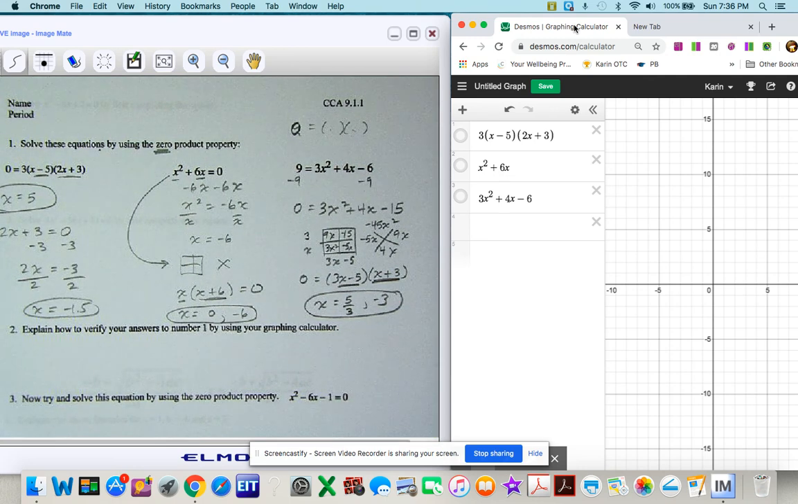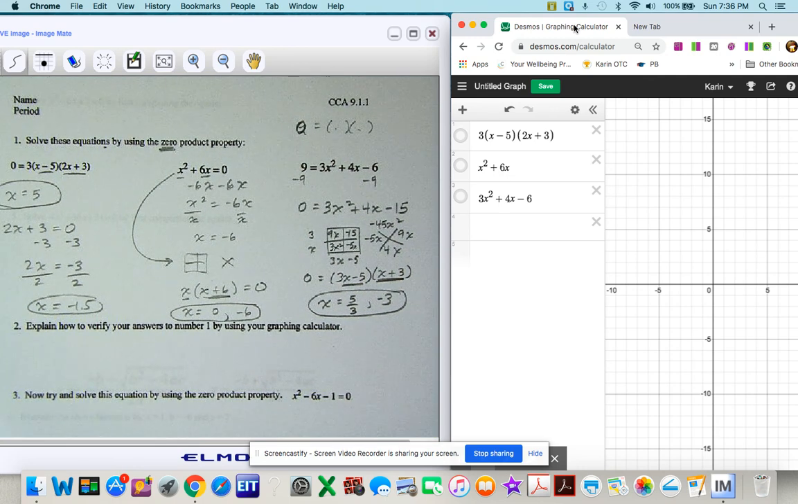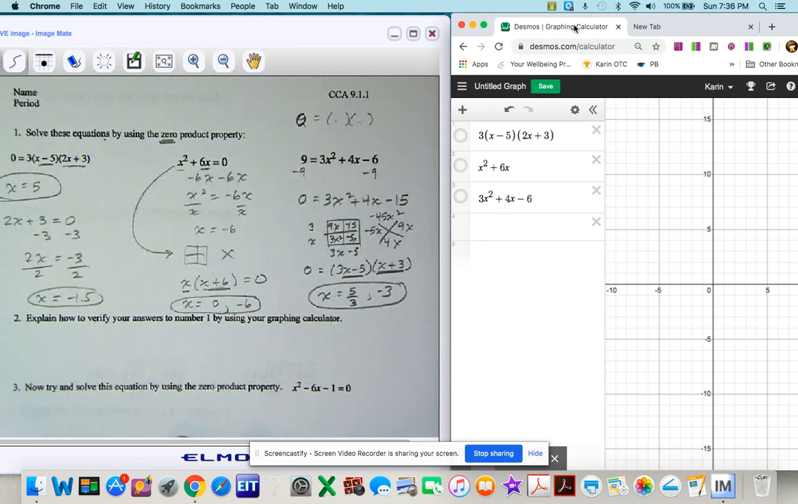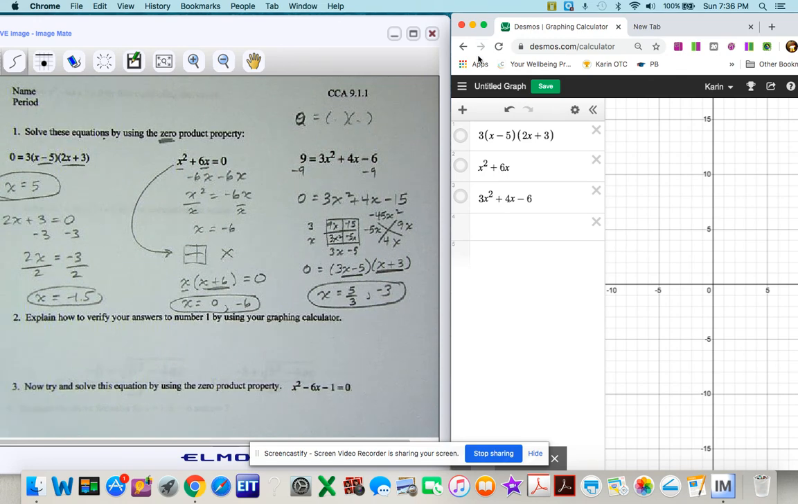All right, so at this point, the zero product property is pretty much a strategy that we have been using from what we learned in the previous chapter with graphing quadratics to help us figure out how to solve quadratics. Okay, so it does say explain how to verify your answers by using a graphing calculator.